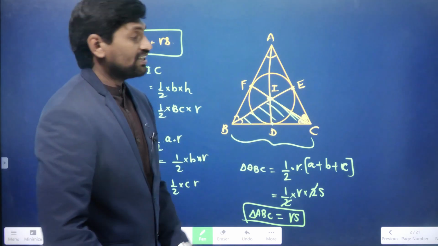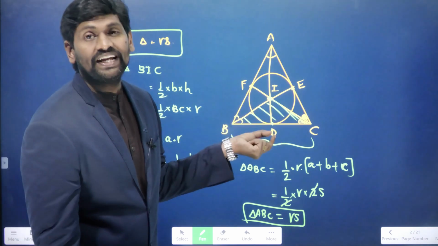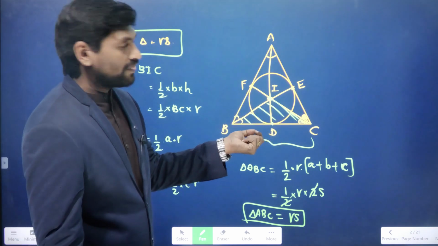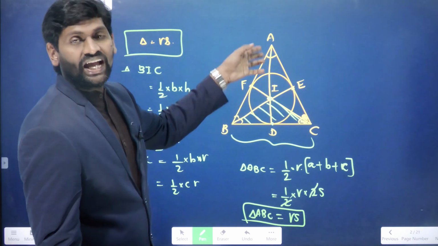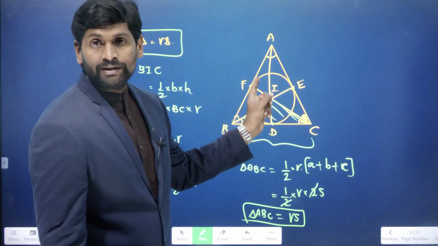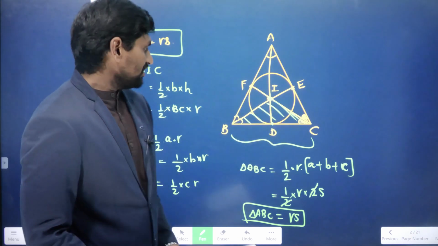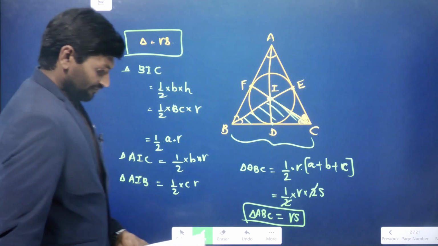So incenter is nothing but the circle that touches all three sides of the triangle. The angle bisectors of a triangle are concurrent at a point. That concurrent point is called the incenter. We represent it with the letter I. So let us go to the remaining formulas.